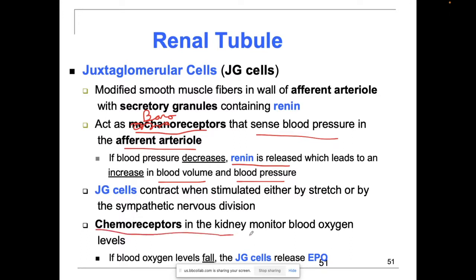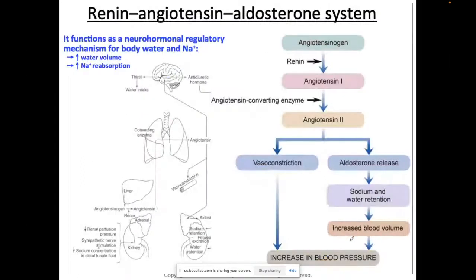Chemoreceptors in the kidney are going to monitor oxygen levels. So if oxygen levels fall, the JG cells are going to release more erythropoietin. The erythropoietin goes to the bone marrow, and that will increase red blood cell production through what's called erythropoiesis. Erythropoietin increases erythropoiesis, which just means an increase in red blood cell production.